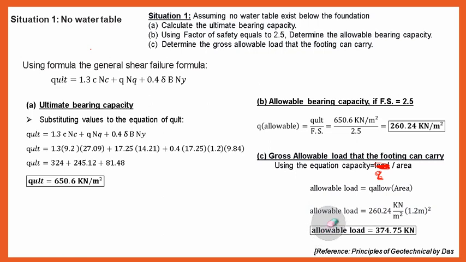So, allowable load is equal to, since allowable yung kinukuha natin, ang gagamitin natin is the allowable bearing capacity. So, Q allowable times the area. So, we have Q allowable 260.24 times yung area natin, yung footing natin is 1.2 by 1.2, that is square. So, 1.2 squared. So, yung makukuha natin na allowable load is equal to 374.75 kilonewton. So, yan yung magiging sagot natin for letter C. Okay?